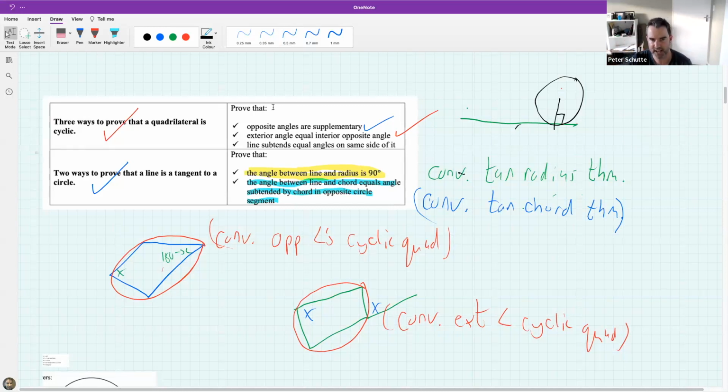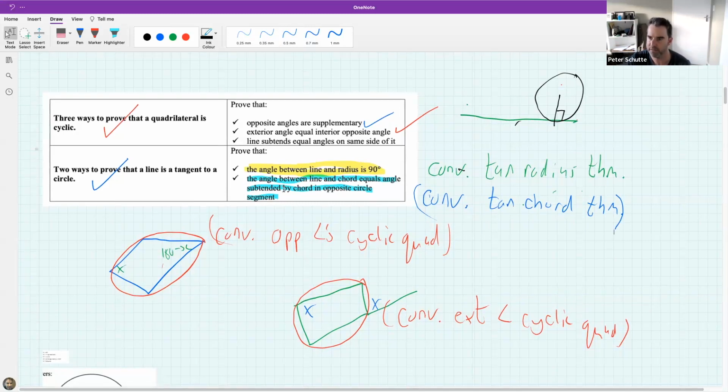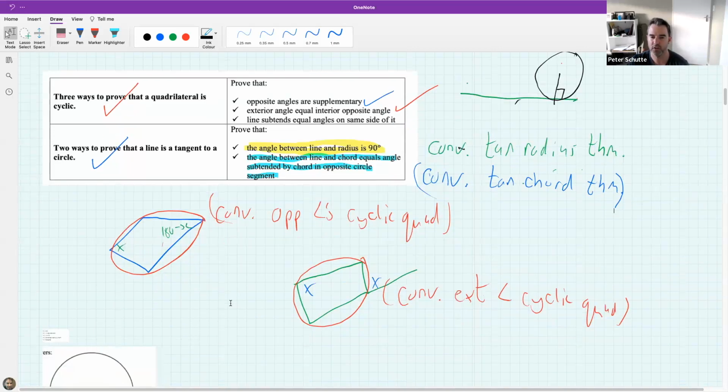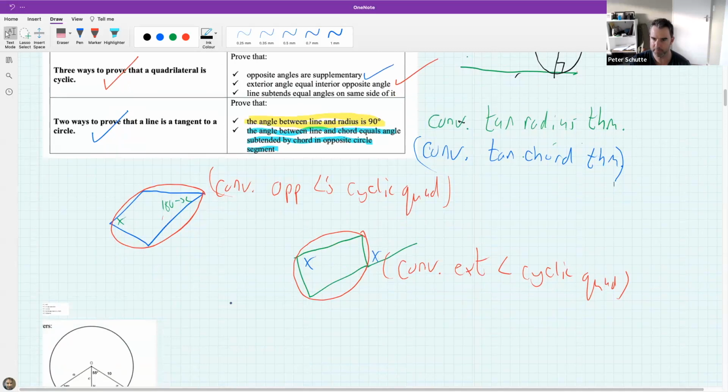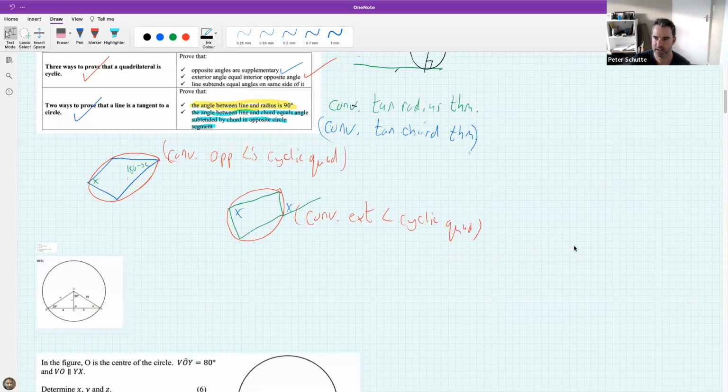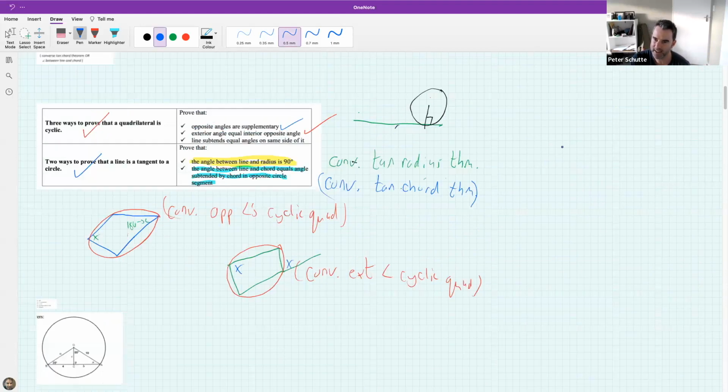In the background today, these 5 converse theorems are one of the things that I want us to start to be aware of. Give me a thumbs up if you understand that converses are used to prove something is a cyclic quad or tangent. There's one other converse that is useful. Since we're doing converses, let me do it at the same time. If you've got a line segment and that line segment subtends an angle of 90.